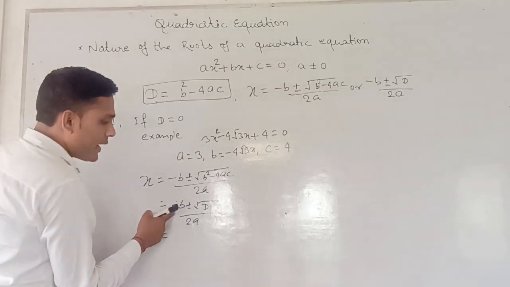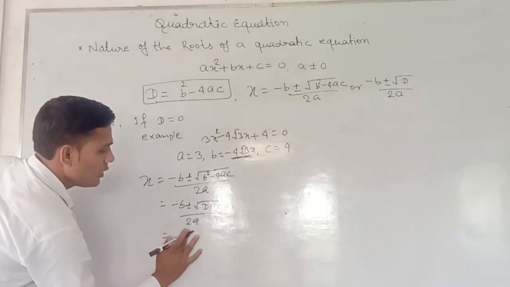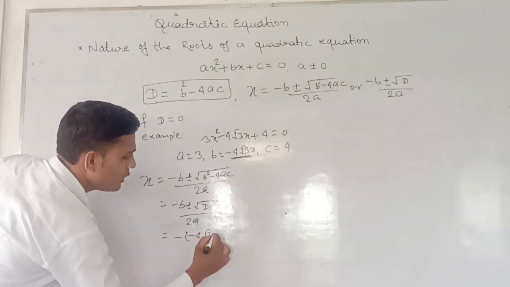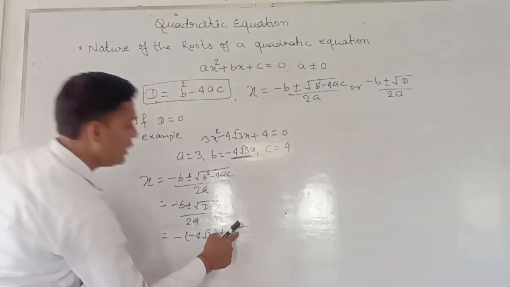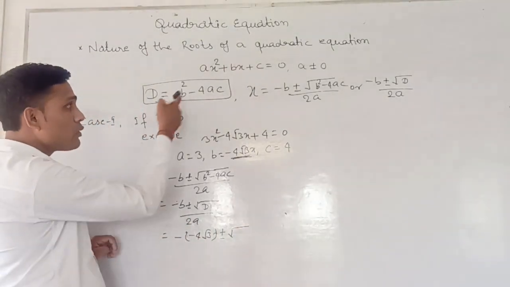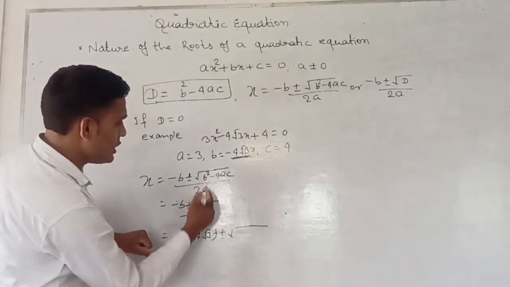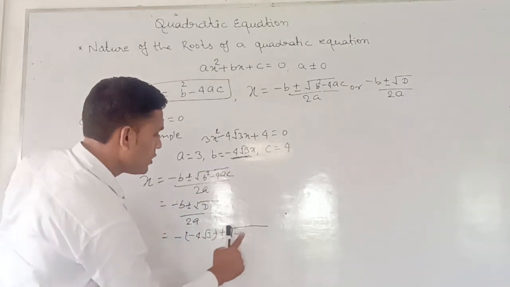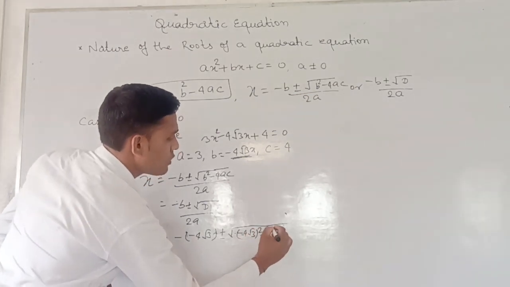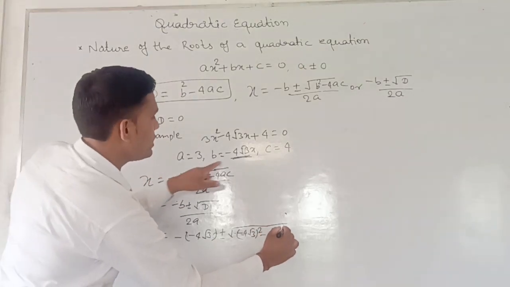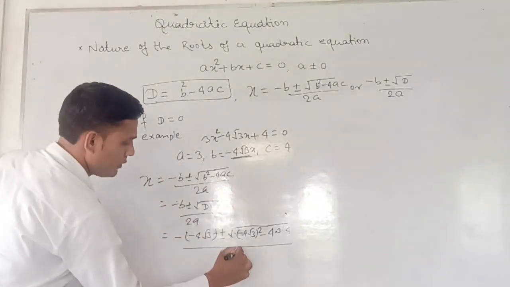Now look here. Minus b, what is b? b is minus 4 root 3, so minus b is 4 root 3, plus minus root under D. We know that D equals b square minus 4ac, so directly we can put it here. b square is minus 4 root 3 whole square, minus 4 into a, a is 3, and c is 4. And 2a is 2 into 3.